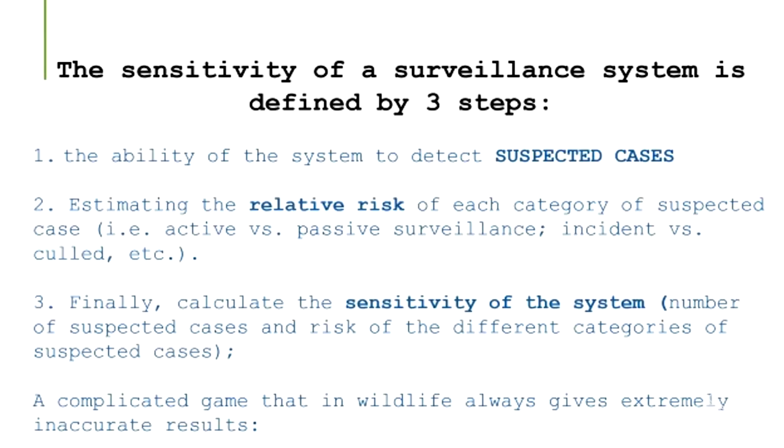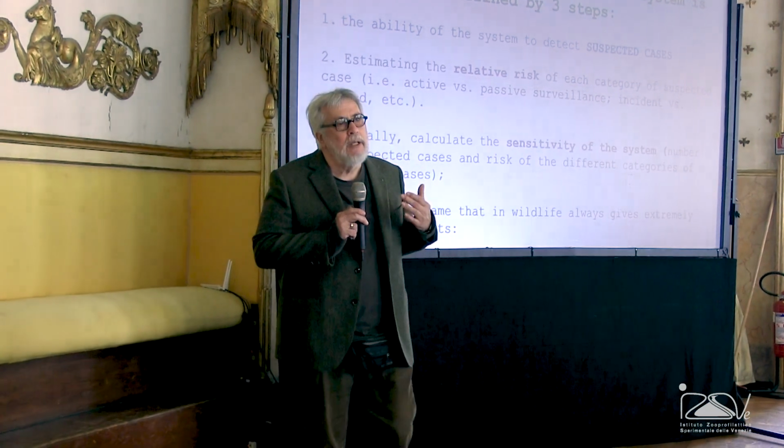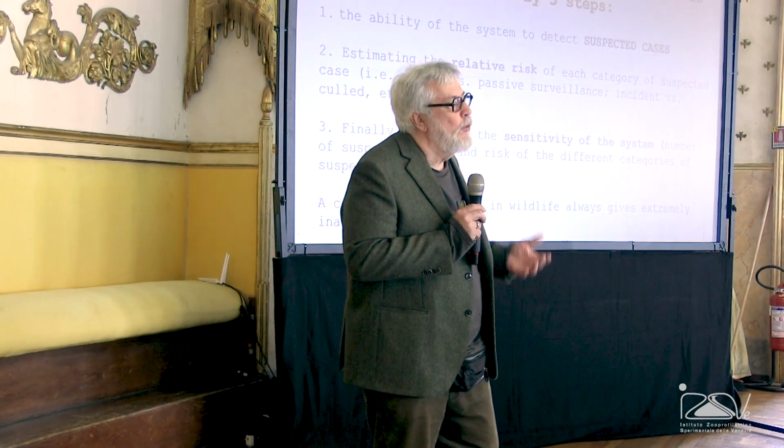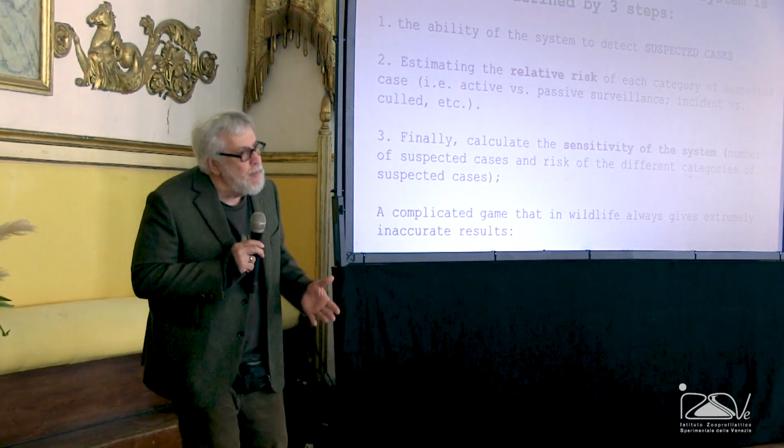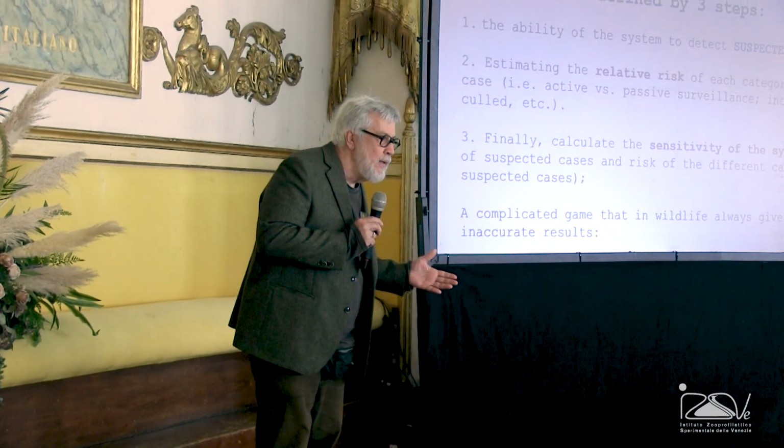The sensitivity of the surveillance system is defined by 3 steps. And the ability of the system to detect the suspect case. When we are building a surveillance system for wildlife, we are not looking for the disease. We are looking for the suspect cases. That is completely different. We are looking, for example, for dead animals. Does not mean that each dead animal is sick of the disease we are interested in. So the first step is how many dead animals we found.